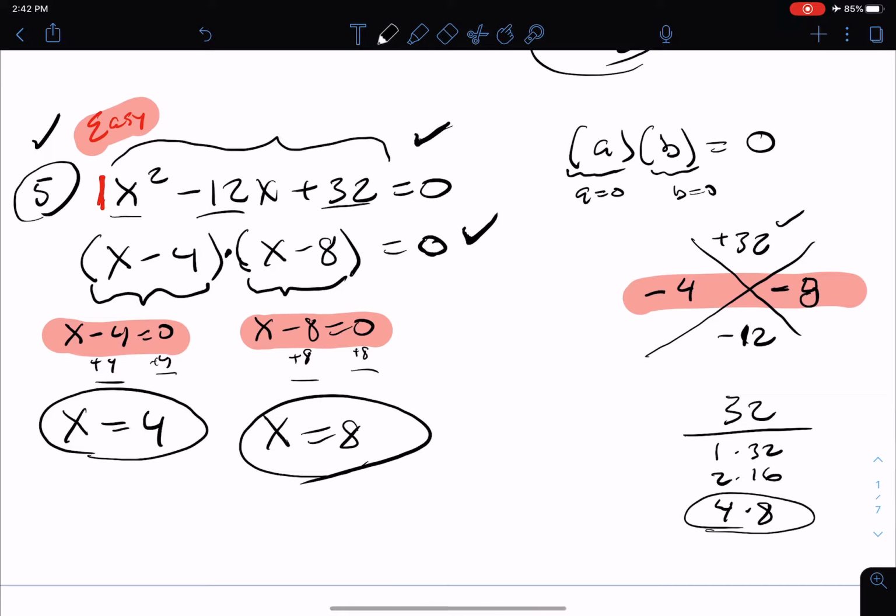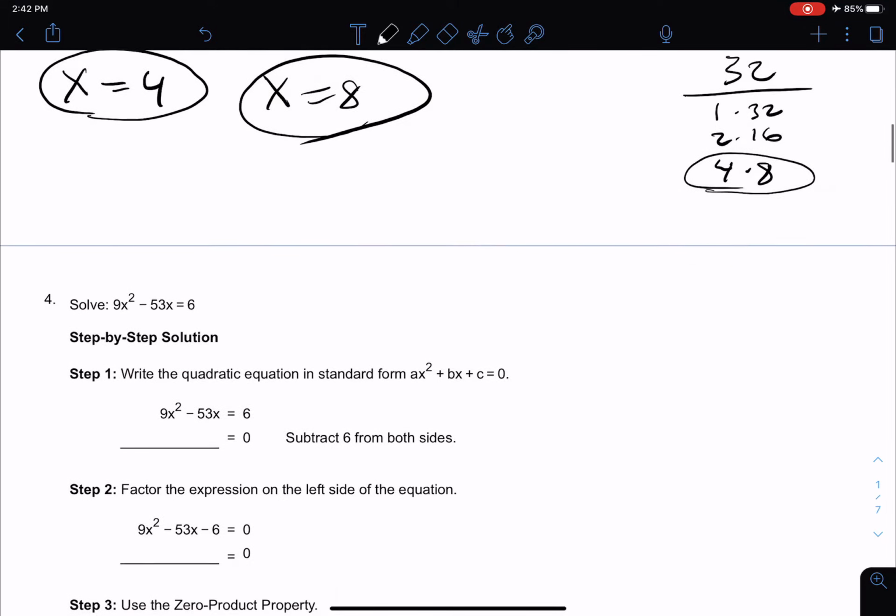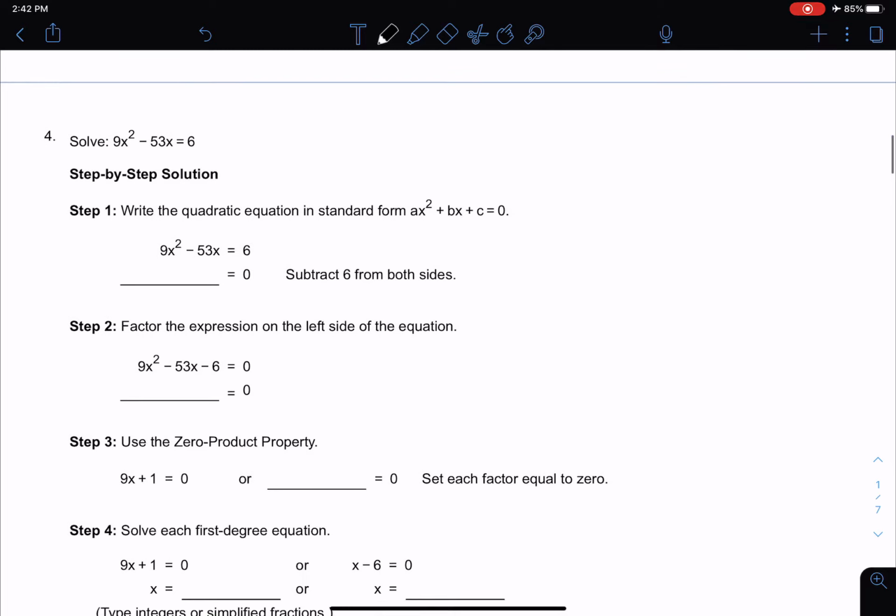Meaning this polynomial is equal to the factored polynomial. So why the heck would you do it? Well, one great big reason is that now that the factors equal 0, I can solve much easier. So now we're going to do that problem here. They're doing a step-by-step to just make sure you know the steps. Step number 1, write the quadratic equation in standard form.